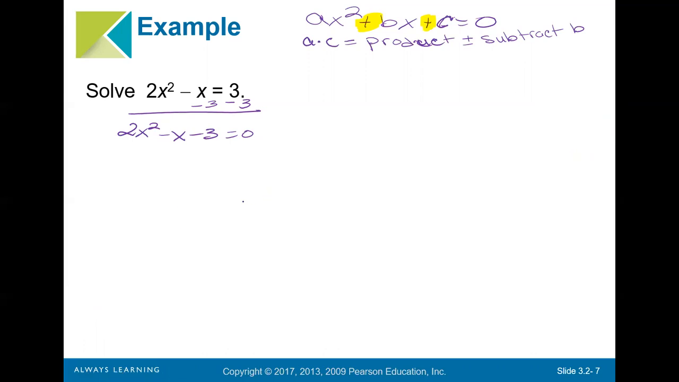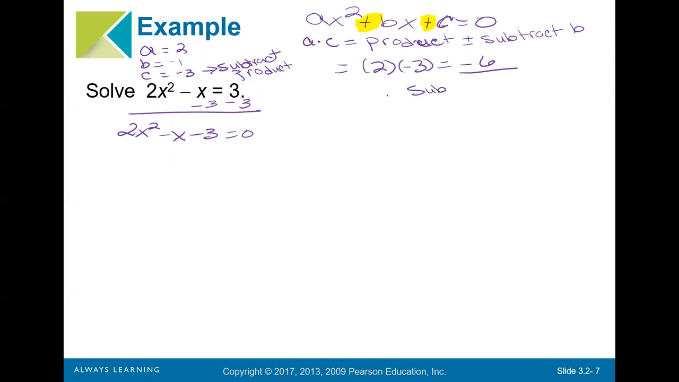It's written in standard form. So what is A? Well, we know A is 2, B is -1, and C is -3. What does this tell me? We're going to subtract the product. So let's find the product. A is 2, C is -3, so I get -6, and we're going to subtract because C is negative.